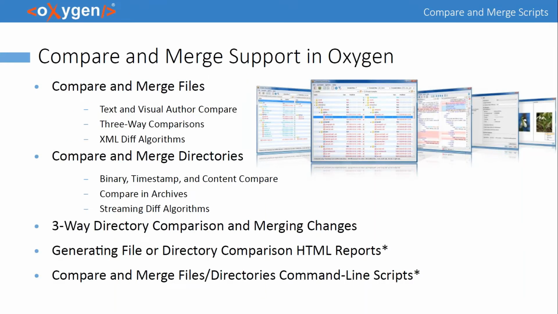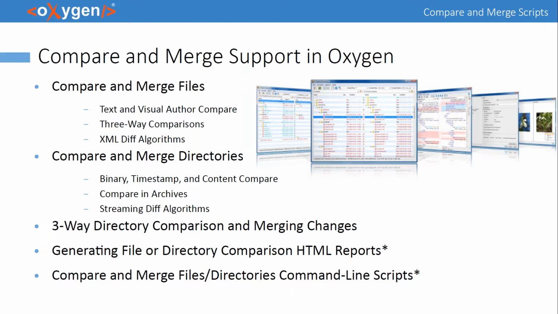In Oxygen, we have a lot of support for comparing and merging files. We have a tool to compare files that you can use in the text mode or in the visual mode. We provide different algorithms. We provide options to ignore or filter different parts of the documents that are compared.